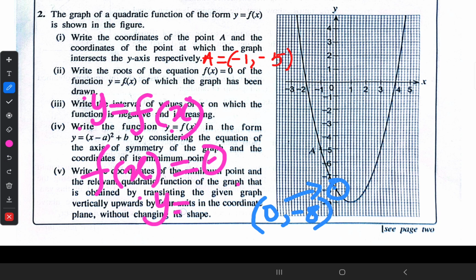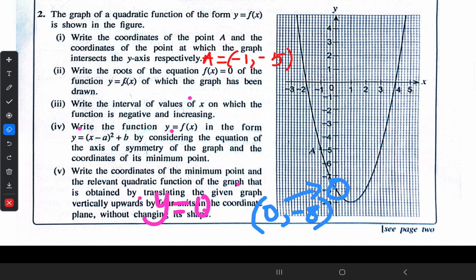Similarly, y equals 0. When y equals 0, we have to find the roots of the graph. y equals 0 means the x-axis. Where is the place this graph intersects the x-axis? They are indirectly asking. Roots of a particular graph means you should find where the graph intersects the x-axis. These are the two roots of this graph.